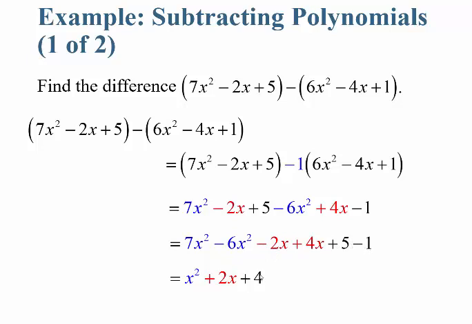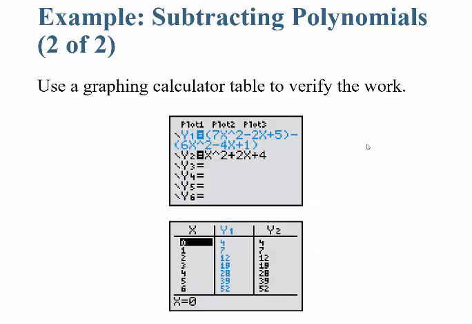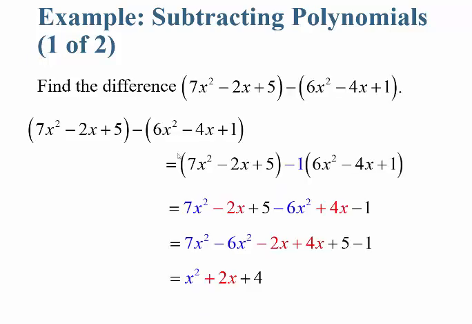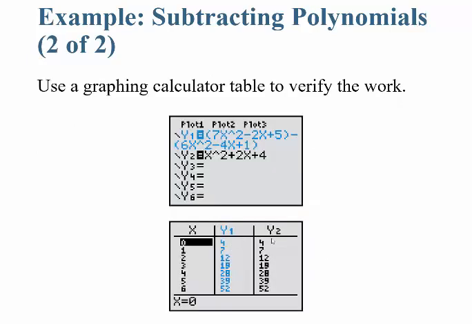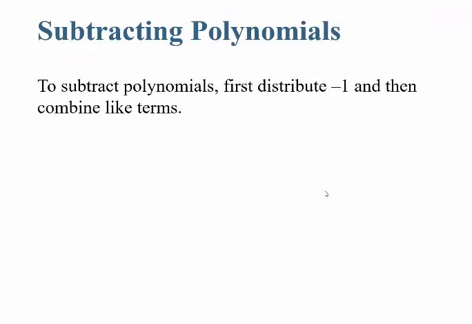So when you have to subtract polynomials, really all you have to do is just distribute the negative and then combine like terms. Okay, you can verify this in your graphing calculator, meaning if you put in this expression in your graphing calculator and then this expression into your graphing calculator separately, you'll see that they produce the same results. So this is a fully simplified expression. It's good. Okay, so again, to subtract polynomials, first distribute the negative 1 and then combine like terms. That's all you're really doing.